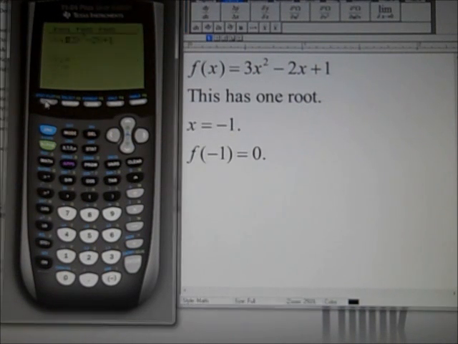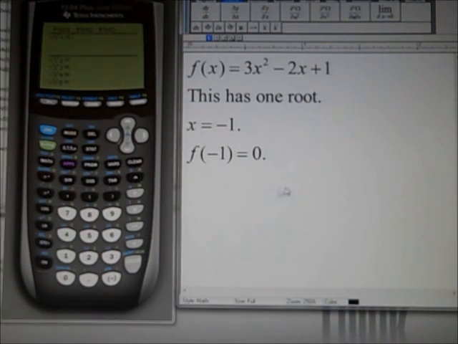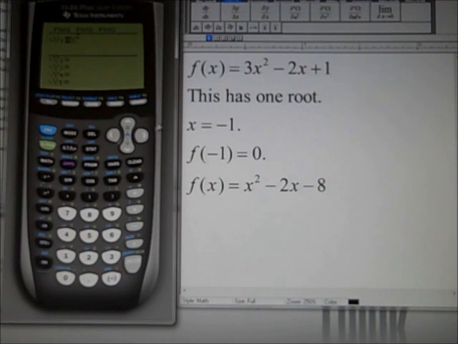So let's see. How about we try a different function. This time I'll try f of x is going to be x squared minus 2x minus 8. Let's see what this function looks like. So I'll type it in my calculator. x squared minus 2x minus 8. Here's my graph. Now I could zoom out to see the bottom of this graph, but I don't think I necessarily have to. How many roots does this function have? Let's see, it crosses the x-axis twice, so it's going to have 2 roots. Let's figure out what those 2 roots are.